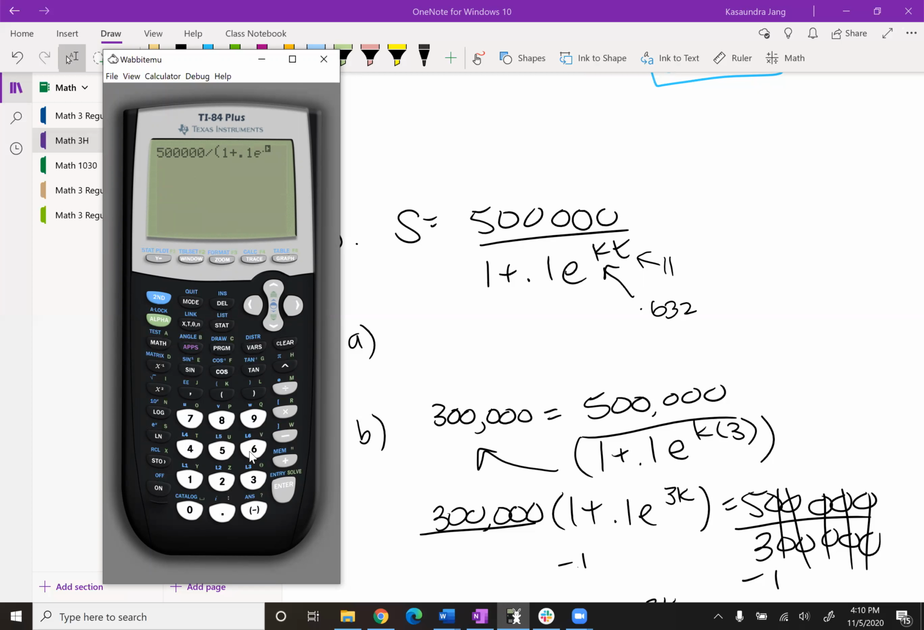All right, and 0.632 for the k, and then 11 for the t. All right, so this is what I ended up with. They wanted me to round to the nearest whole number in this case, so I went with 4,738.